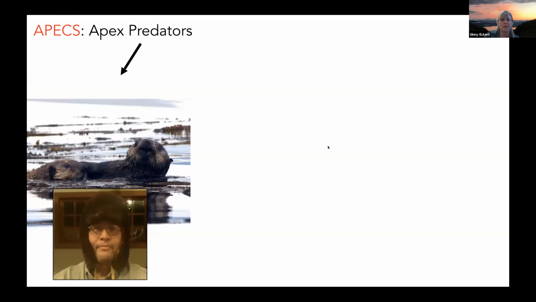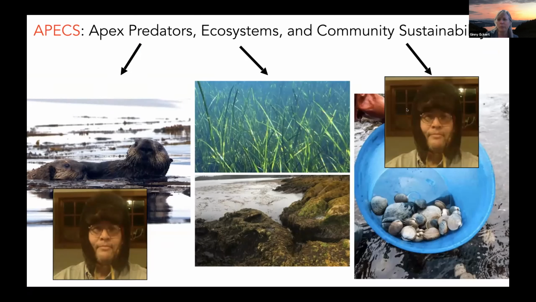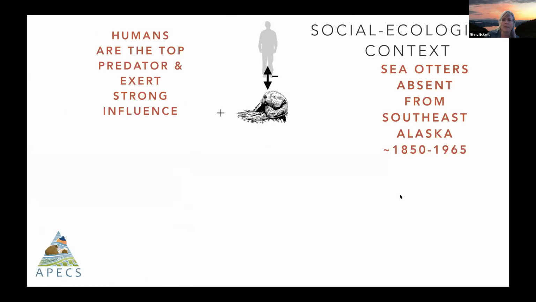So we acknowledge that sea otters are apex predators and humans are apex predators in these systems. We're looking at a variety of different systems: seagrass systems and nearshore kelp systems. And we're looking at the people and the resources that they depend on. That's where the shellfish and the crab story comes in. As I said, this is a complex, social ecological question, and the humans really are a key player in this whole system. They exert very strong influence, and in fact, that's where the story starts.